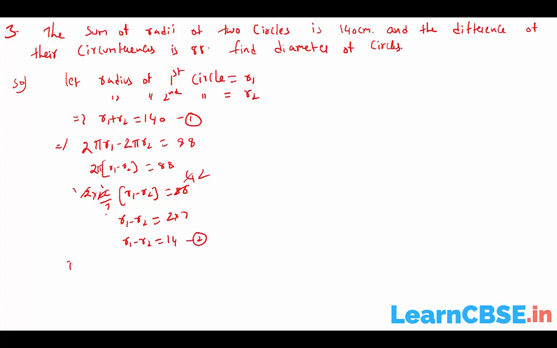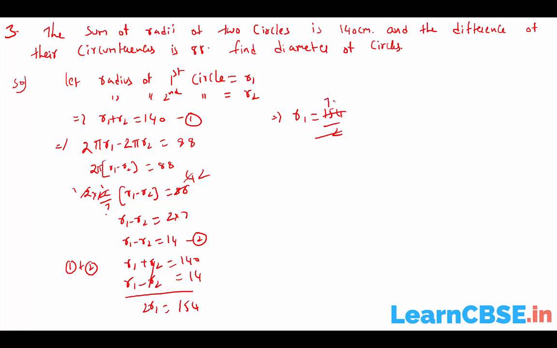Solving 1 and 2. So 1 plus 2 will give r1 plus r2 plus r1 minus r2 on the left side, 140 plus 14 on the right side. This r2 will cancel. 2r1 equals to 154. From this, r1 equals to 154 by 2, that means 77. Now from the first equation, 77 plus r2 equals to 140, then r2 equals to 140 minus 77, r2 equals to 63.